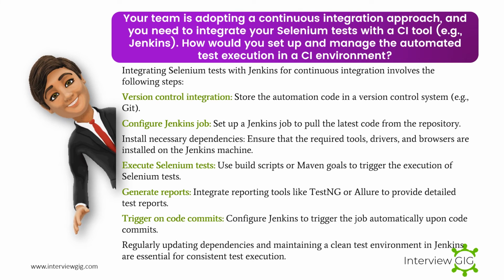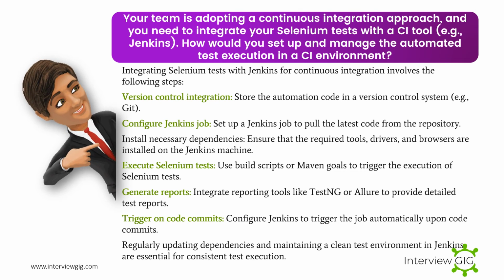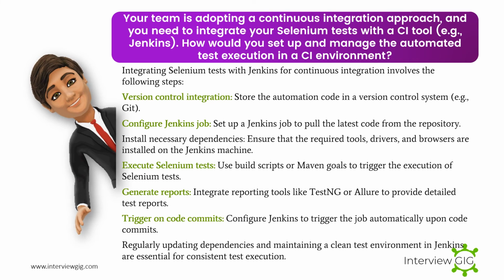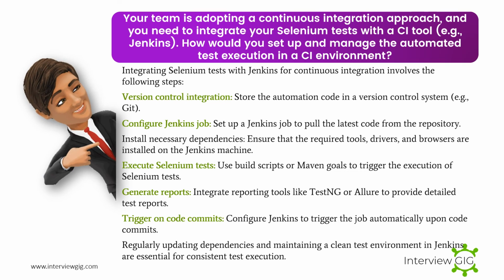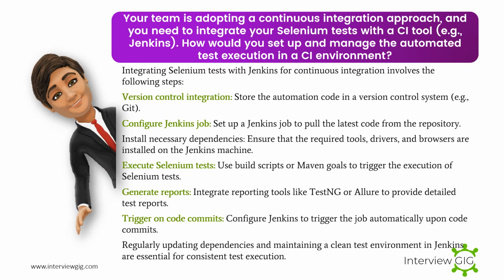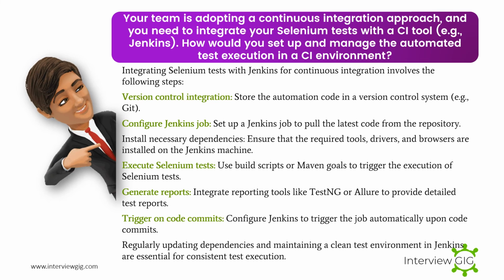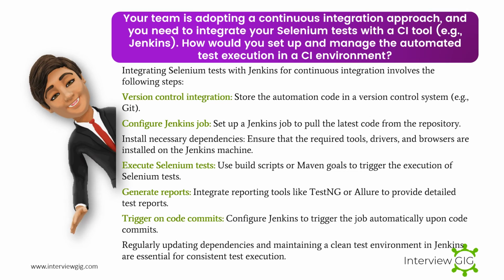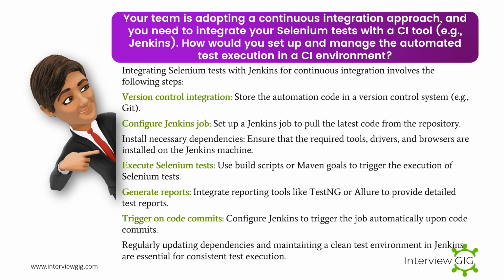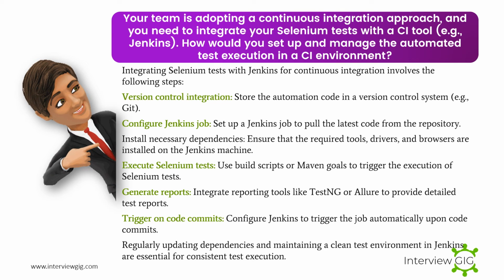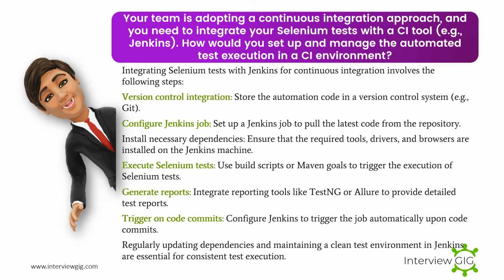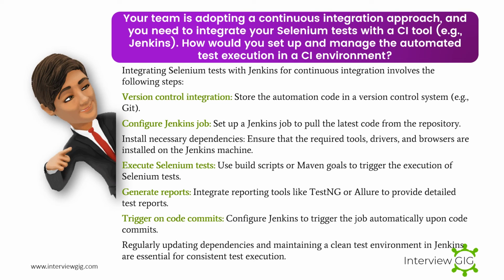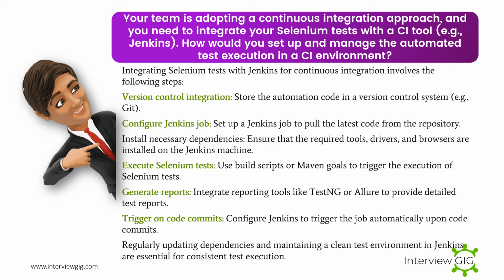Integrating Selenium tests with Jenkins for continuous integration involves the following steps. Version control integration. Store the automation code in a version control system, e.g., Git. Configure Jenkins job. Set up a Jenkins job to pull the latest code from the repository. Install necessary dependencies. Ensure that the required tools, drivers, and browsers are installed on the Jenkins machine. Execute Selenium tests. Use build scripts or Maven goals to trigger the execution of Selenium tests.